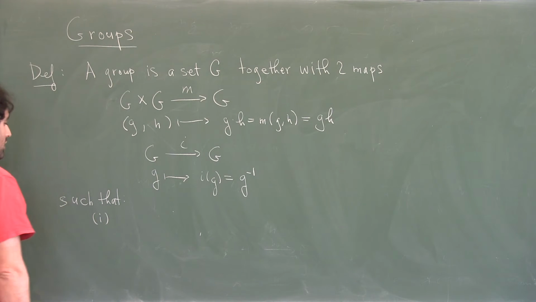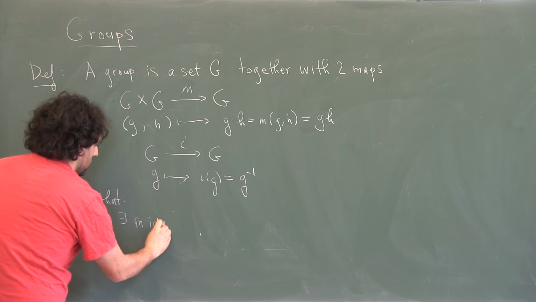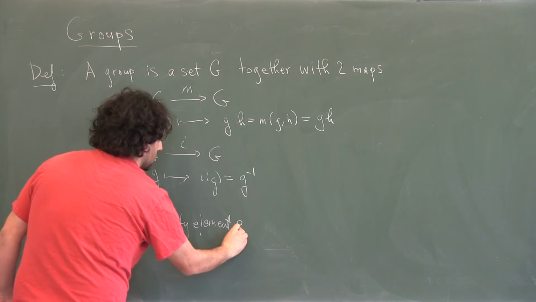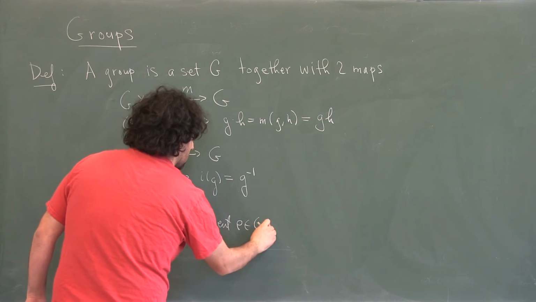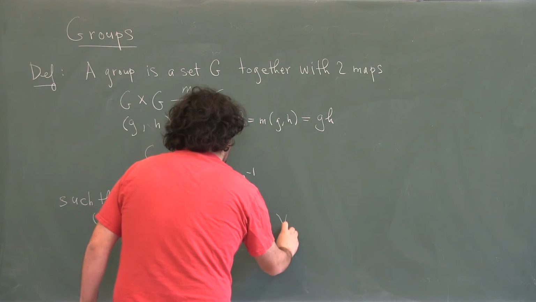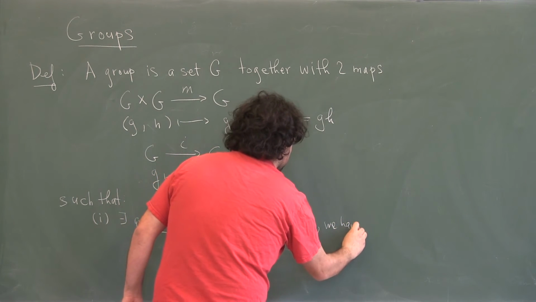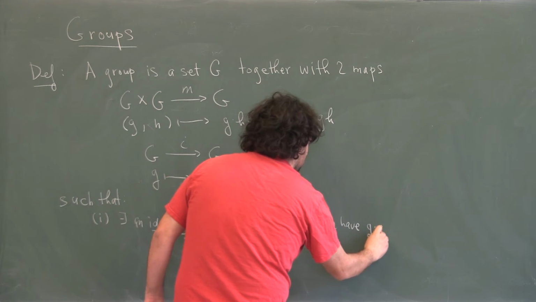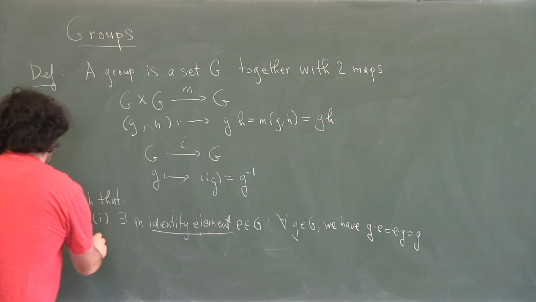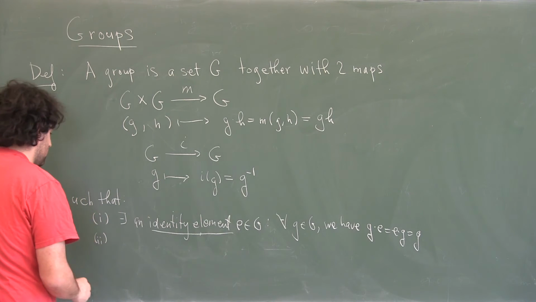First of all, there exists an identity element E in G. What does it mean that it is an identity element? It means that for all G in G, we have G times E is E times G is equal to G. And secondly, multiplication is associative.